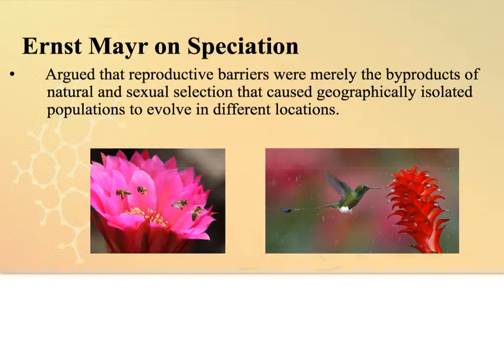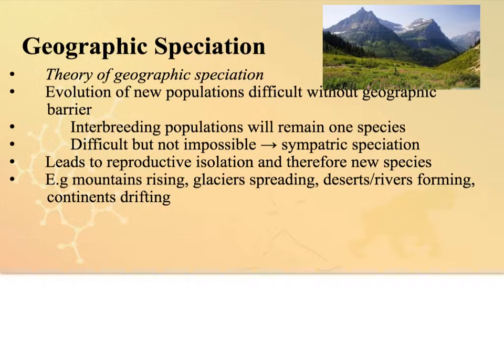If these flower populations came across one another, where bees and hummingbirds coexisted equally, their genes would not be able to mix via cross-pollination. They would have become two different species. The theory of geographic speciation requires that a population be geographically isolated first. This leads to reproductive isolation and therefore new species. Examples of geographic barriers could be anything like mountains, rivers, deserts, glaciers, continents drifting. While it is difficult for speciation to occur without a geographic barrier, it does happen, and this is called sympatric speciation.